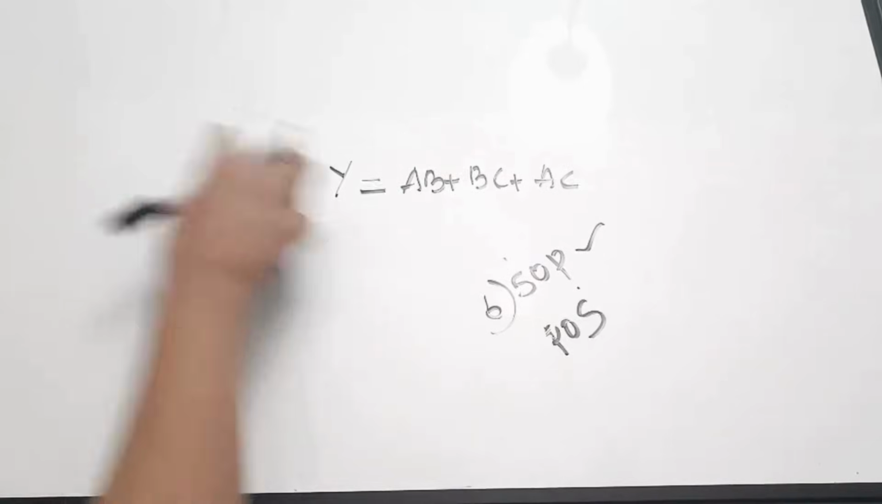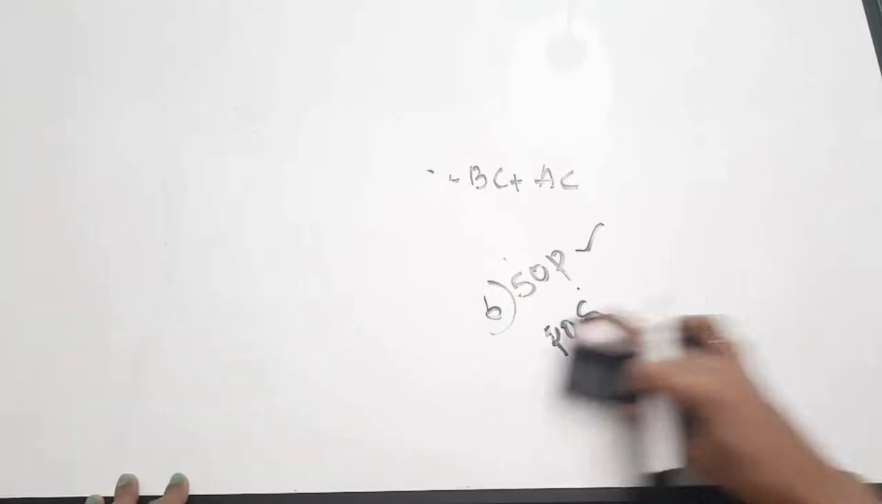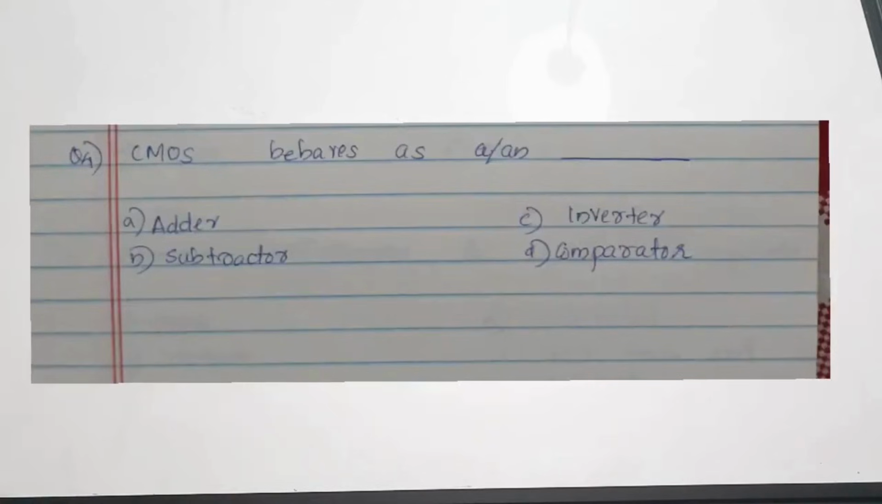Fourth question. Fourth question is from CMOS. CMOS behaves as a dash. That is, CMOS behaves as a dash. A adder, B subtractor, C inverter, D comparator. Very simple question if you know the basic structure of CMOS.